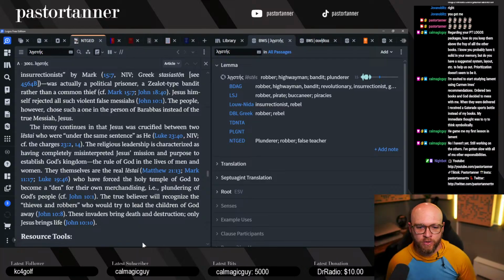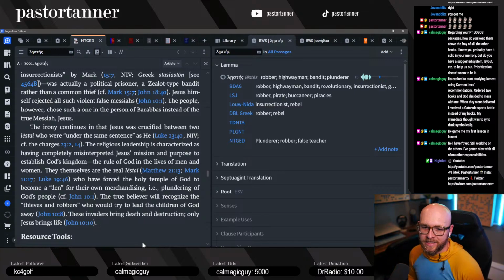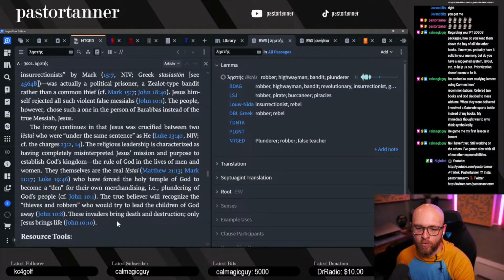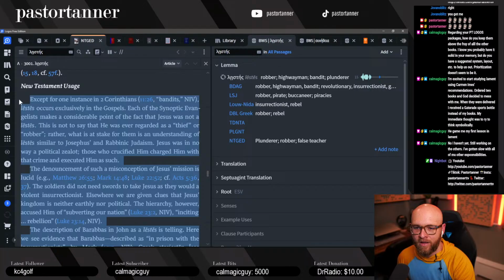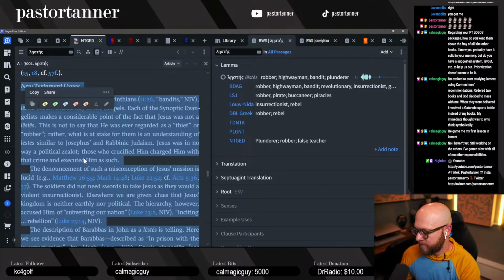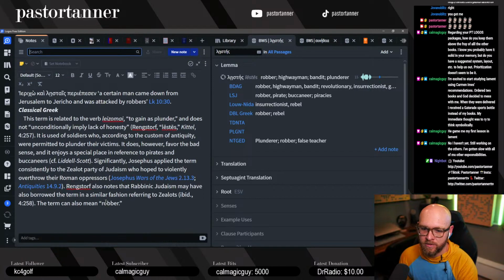They themselves are the real lestai, who have forced the holy temple of God to become a den for their own merchandising, i.e. plundering of God's people. The true believer will recognize the thieves and robbers who would try to lead children of God away. These invaders bring death and destruction. Only Jesus brings life. Pretty handy. I mean, come on, guys. How good a resource is this?